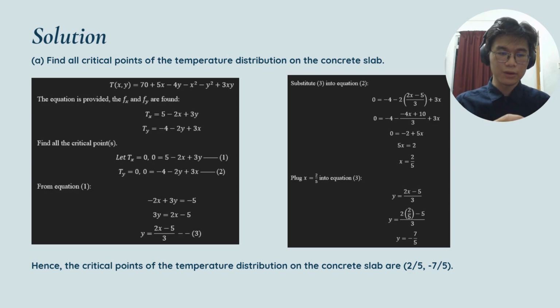So we know that y equals (2x minus 5) over 3 as a third equation. We put the third equation into the second equation. So we know that x equals 2/5, and after that, we can find that y equals negative 7/5. So the critical point of the temperature distribution on the concrete slab is (2/5, -7/5).